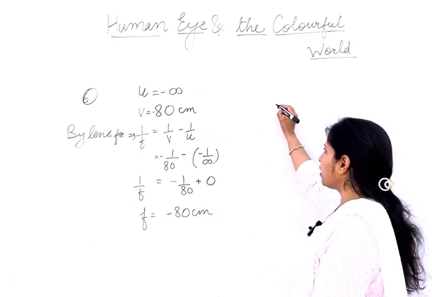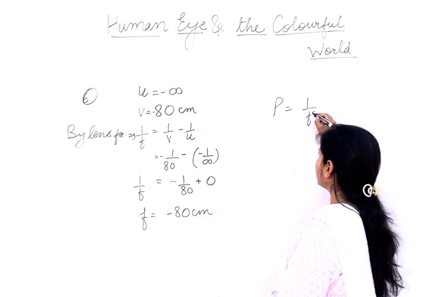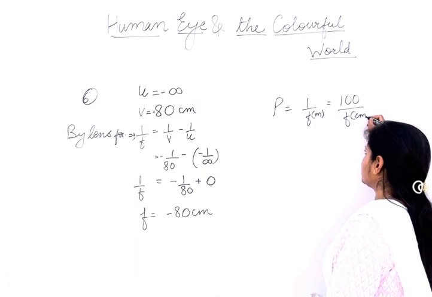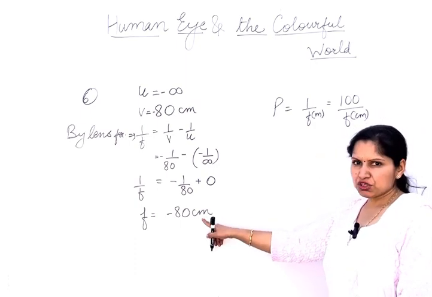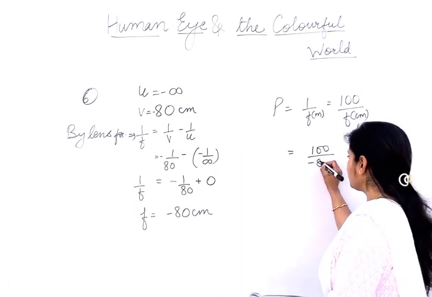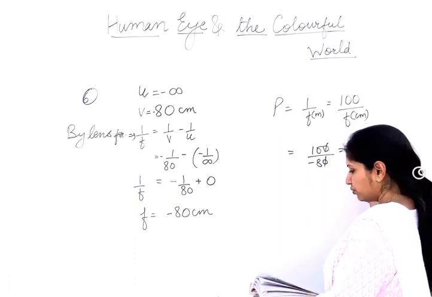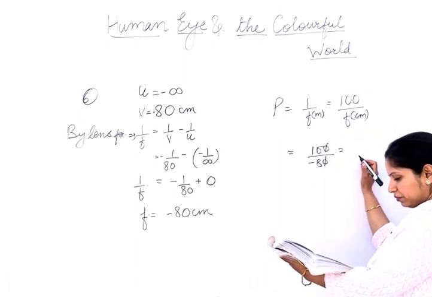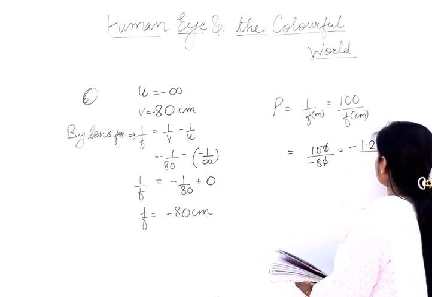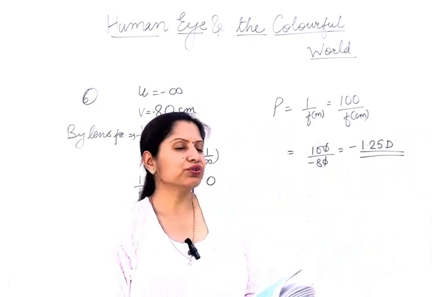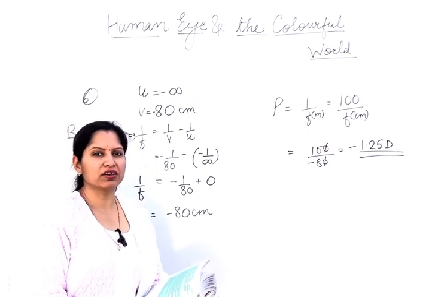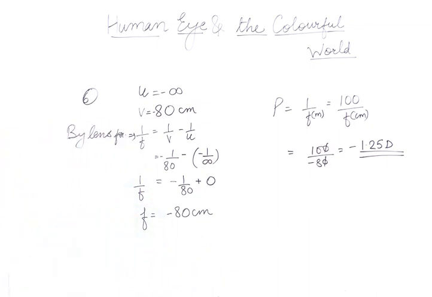Now you are asked to calculate the power. So power, you all know that's 1 upon focal length in meters, or you can write 100 upon focal length in centimeter. Okay. So if the answer is given in centimeter, we will use the second formula. So that is 100 upon f. Value of f is given minus 80. If I solve it out, then I'll be getting minus 1.25 diopter. Okay, so that will be the power of the lens required. Negative sign is correct because the person will be requiring a concave lens. I'll just shift aside so that you can take a screenshot if you want.